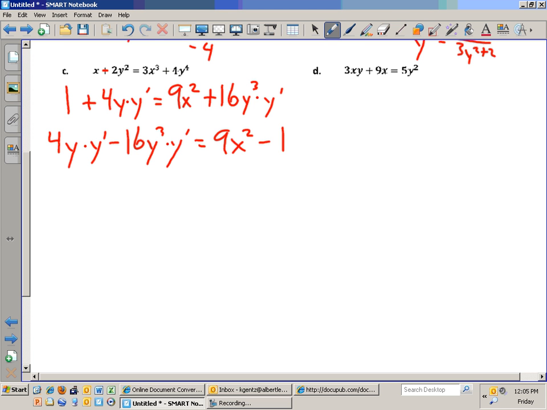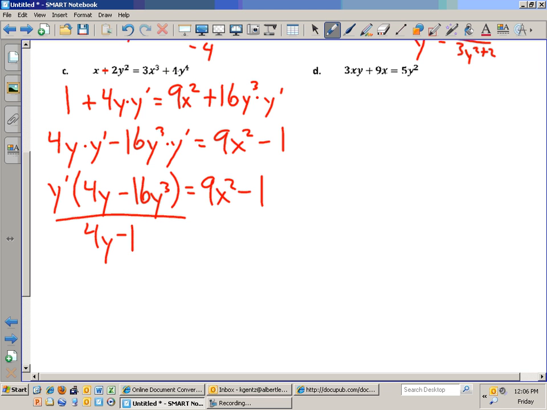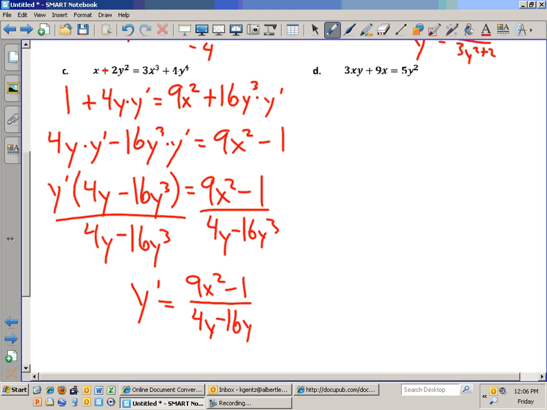You guys are absolutely right that the greatest common factor is actually 4y y prime, but I don't take out the greatest common factor. I only take out the y prime, because that's what I'm trying to solve for. So good thoughts to do that. In this case, not necessary. Divide by the 4y minus the 16y to the third. And you get y prime is equal to 9x squared minus 1 over 4y minus 16y to the third.